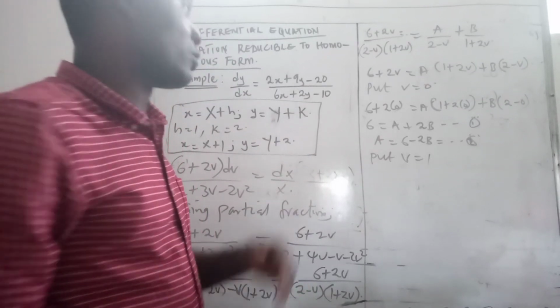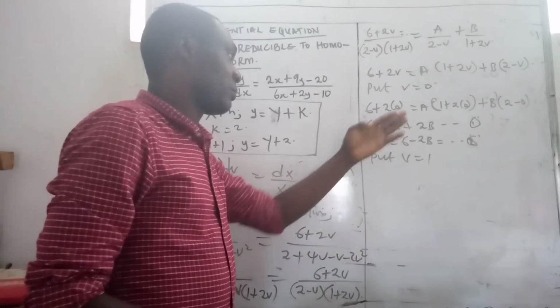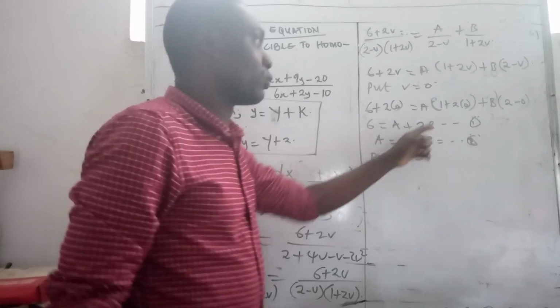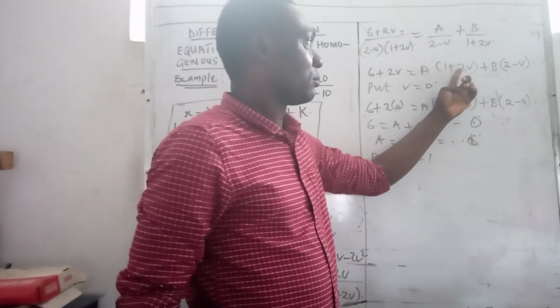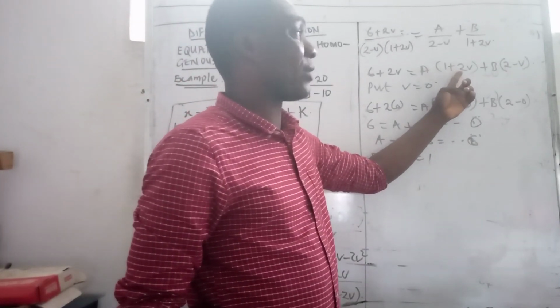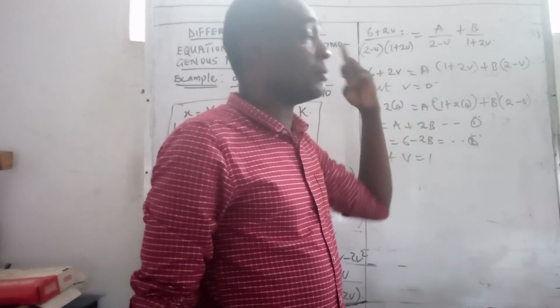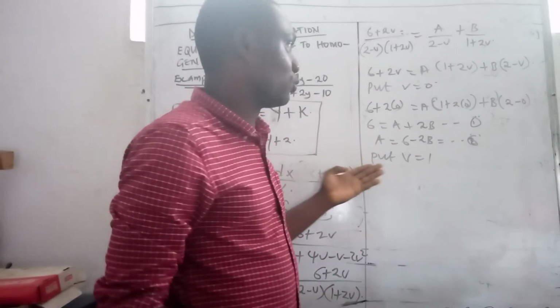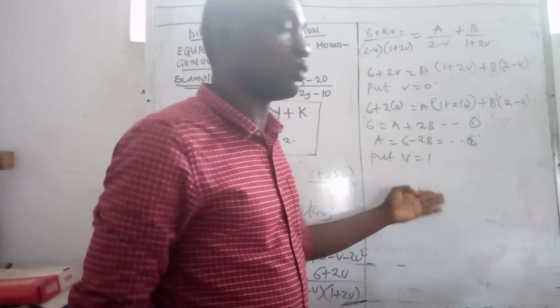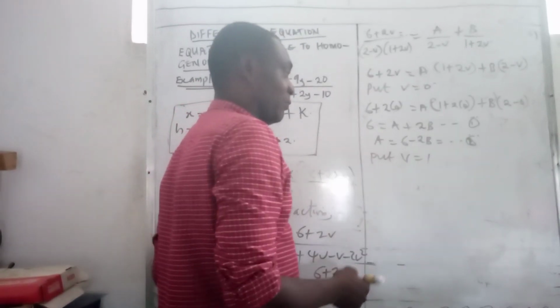To solve for v, you can use the cover-up method. You can also put v equals 1 minus 1 over 2 to eliminate this. Any way you want to do it. So I started from 0, I am going to 2. So I have this, put v equals 1.